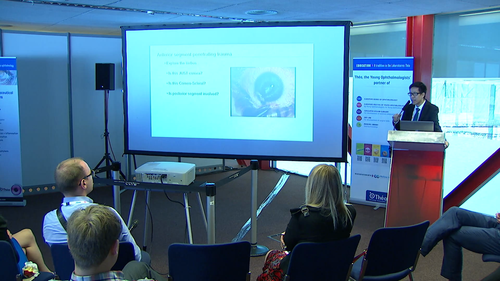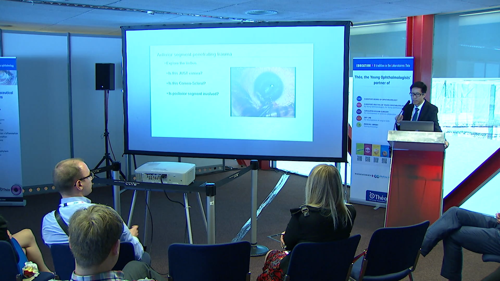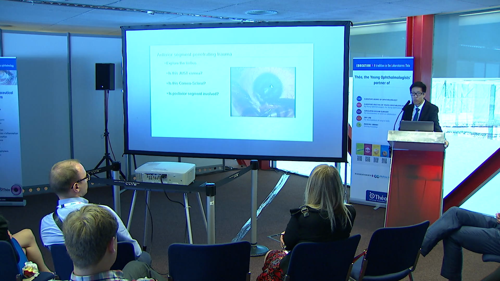And when the injury is involving the limbus, you've got to ask, is this just cornea or is it corneoscleral? Or is the posterior segment involved? It could be going all the way to the macula without exploring the limbus. So it's important.